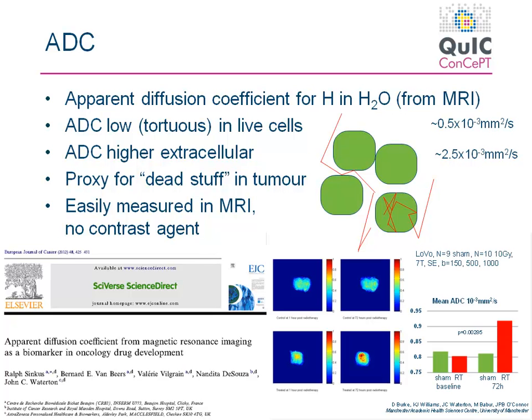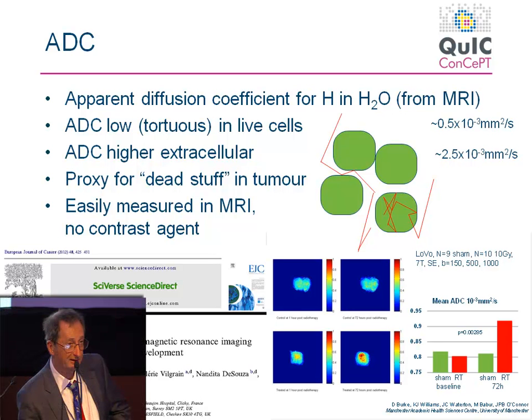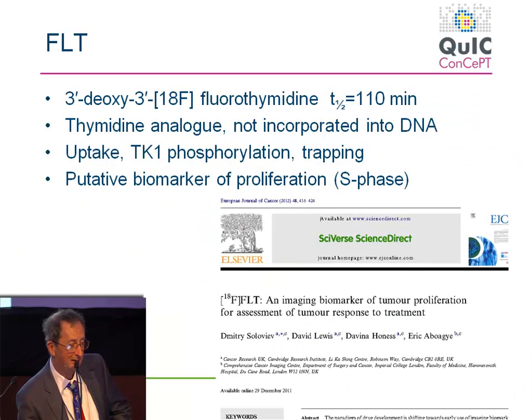And so there's an example from the bottom. This is actually an animal study. At the top, a sham-treated animal, and at the bottom, actually a radiotherapy-treated animal, and you can see the large increase in ADC where the radiotherapy has increased the amount of dead stuff in the middle of the tumour. FLT, we've already heard quite a bit about at this meeting. It's a thymidine analogue, not incorporated into DNA, a putative biomarker of proliferation, or at least S phase.